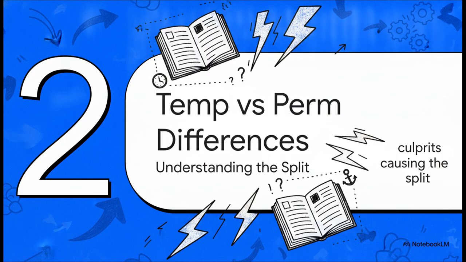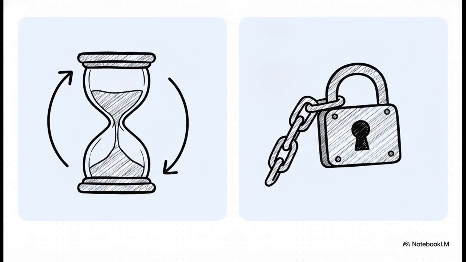Moving on to Section 2, Temporary versus Permanent Differences. Let's uncover the specific culprits causing this split between the two ledgers. The crucial point here is that not all differences between accounting profit and taxable income are created equal. Temporary differences are exactly what they sound like, a temporary mismatch in timing. Say tax rules let a company use accelerated depreciation to lower their tax bill today, but accounting standards require straight-line depreciation for their reports to investors. Over the whole life of the equipment, the total depreciation is exactly the same, right? It'll naturally reverse and correct itself in the future.